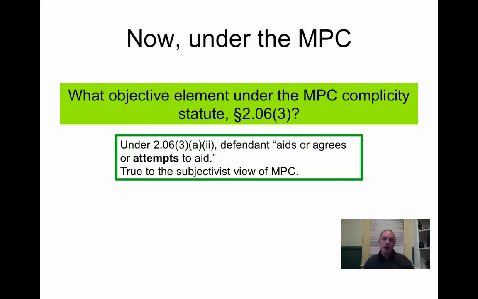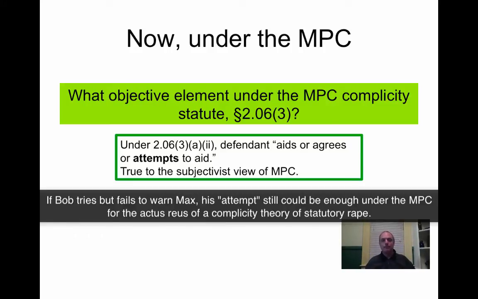Now, how about under the Model Penal Code? First, let's talk about the objective element. What do you have to prove for a complicity theory of, let's say, statutory rape under the Model Penal Code? Well, under the complicity statute, section 2.06, subpart 3, the defendant has to, quote, aid or agree or attempt to aid. This is true to the subjectivist view of the criminal law that runs throughout the Model Penal Code.